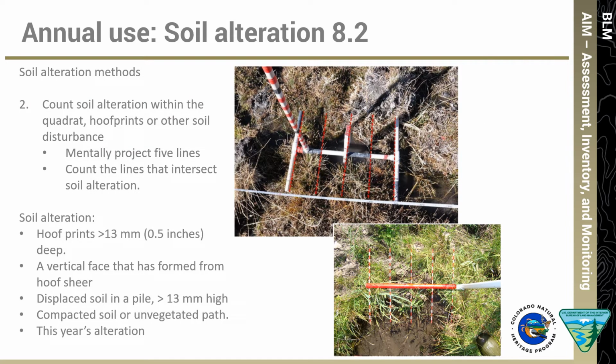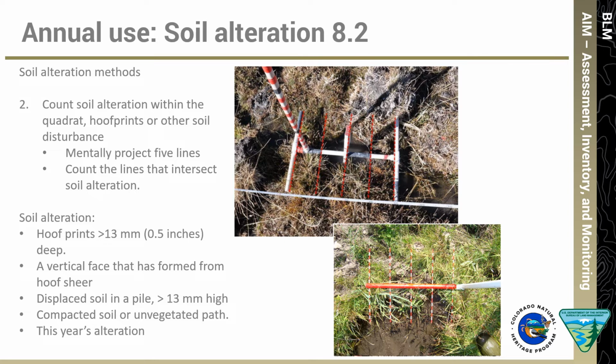Let's talk about what counts as soil alteration on the soil surface. There are detailed steps in step 2 of the field protocol. The soil surface is considered altered when one or more of the following are present: hoof prints from livestock, wild horse or burro, or native ungulates, human footprints or wheel or tread tracks that depress the soil and expose bare soil at least 13 millimeters or half an inch deep. A vertical face that has formed from hoof shear, such as in the photos to the right.